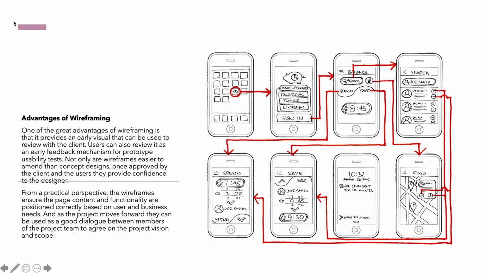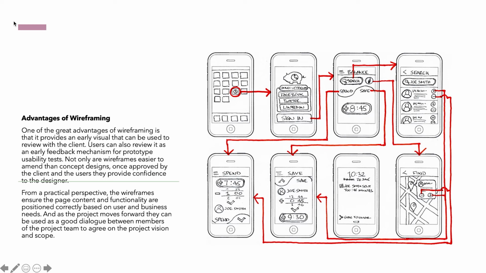So in building this, we can also take a look at this as an early feedback mechanism for making usability tests. And the thing is that this is just really easy to change in the beginning, before we get into concept designs and much more complex stuff. Once we all agree on this, we all have a lot more confidence as to where we're going.